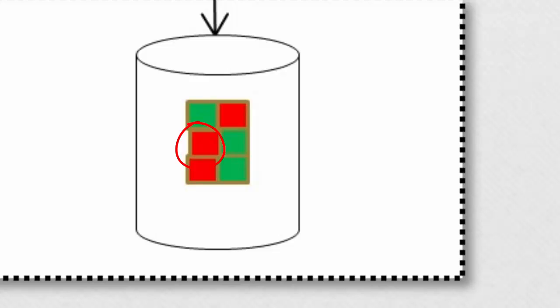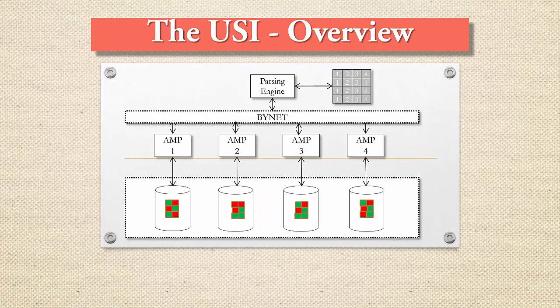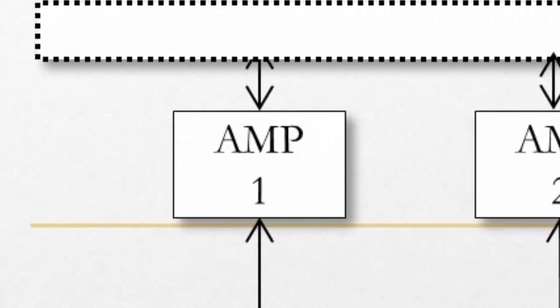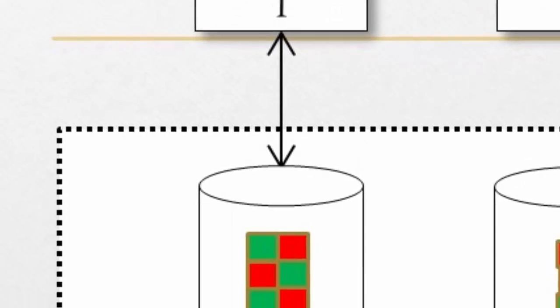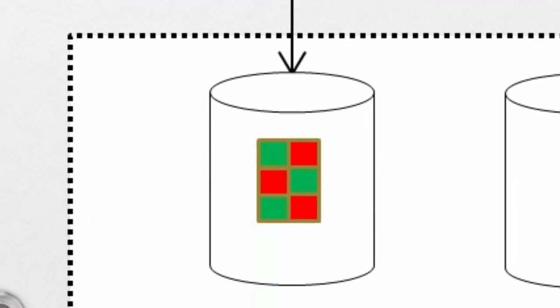Now that it is known which base table row corresponds to the unique secondary index entry, we move back up over the BYNET, and by the row ID of the base table row, that base table AMP is looked up in the hash map and instructed to retrieve the row. The base table AMP now locates the row via the master index and cylinder index. The base table AMP moves the base table block into the FSG cache, and in memory, a binary search on the base table block takes place to finally locate the row we are interested in.